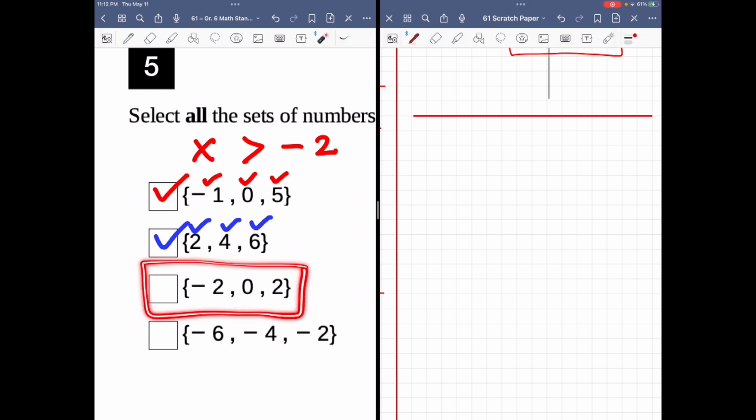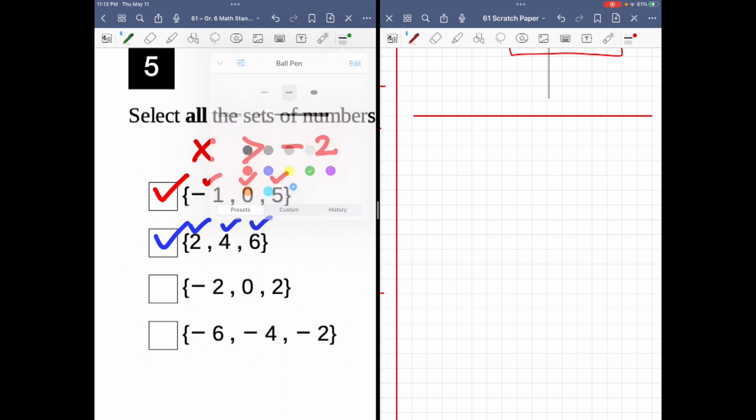Time for the third row. Let's test -2, 0, and 2. Starting with -2. First, we have -2 is greater than -2. And that's false. -2 is not greater than -2. -2 is equal to -2. So this first choice, I'll do it in green, this is false. And as soon as one of them is false, the whole line will be incorrect. So you don't even have to test the others. Line 3 will be incorrect.